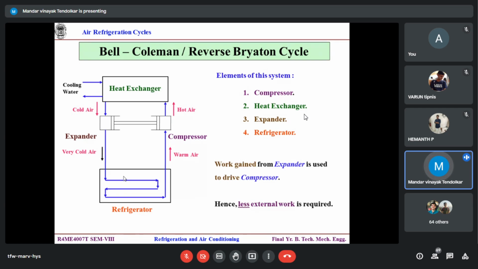So work gained from the expander can be used to drive the compressor. Because the expander is free to rotate, it's a turbine, so a small amount of energy it would generate. So why give the entire power to the compressor from the external part? Let us use it. So the compressor work can be reduced.